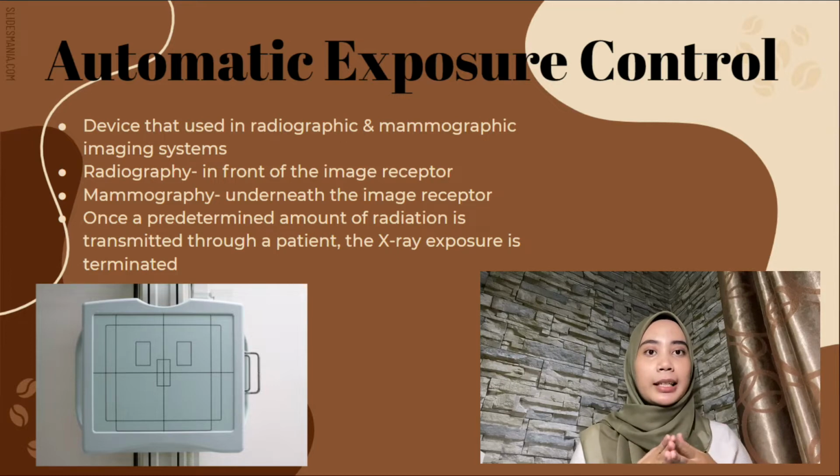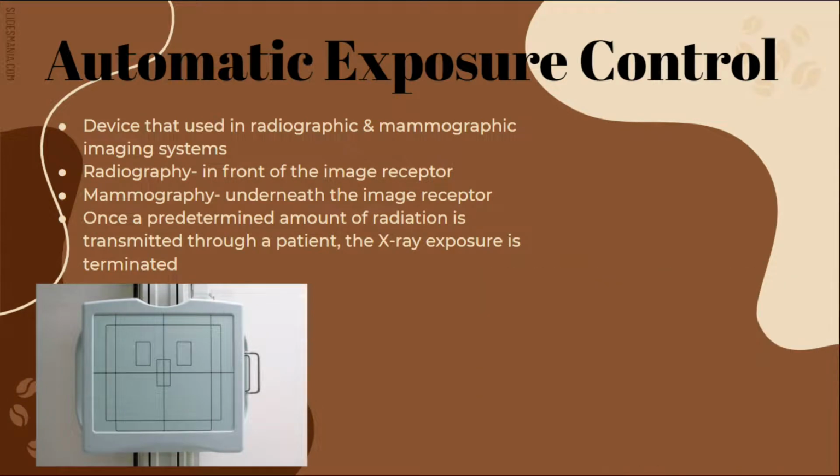In radiography, this AEC is placed in front of the image receptor, IR, while for mammography, it's located underneath the image receptor. So for further information about this AEC, once a predetermined amount of radiation is transmitted through a patient, then the X-ray exposure is terminated. Here is an example of AEC that I put in the slide.